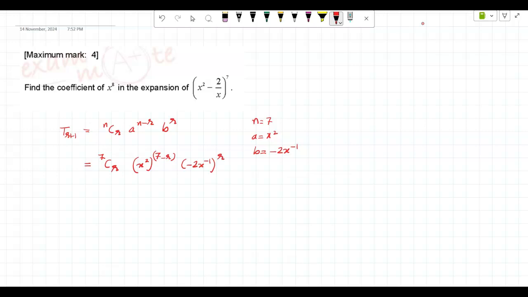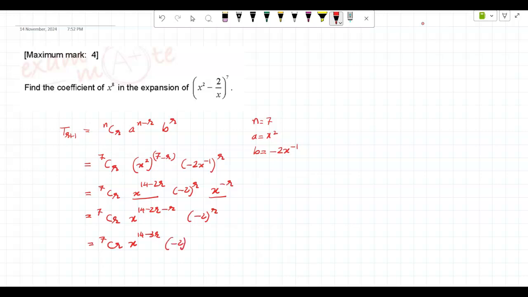I don't know what r is, so I'll open the brackets. 7Cr, x raised to 14 minus 2r, minus 2 raised to r, x raised to minus r. Combining these two, what is the power of x? It's 14 minus 3r. So I'm almost done.